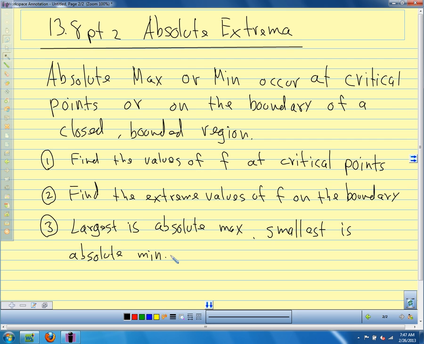Do what we did yesterday to find our critical points. Then we look at the values of the function on the boundary and find the values there. Pick the biggest for the absolute maximum, the smallest for the absolute minimum. So questions on the idea? Okay, let's look at a couple of examples.